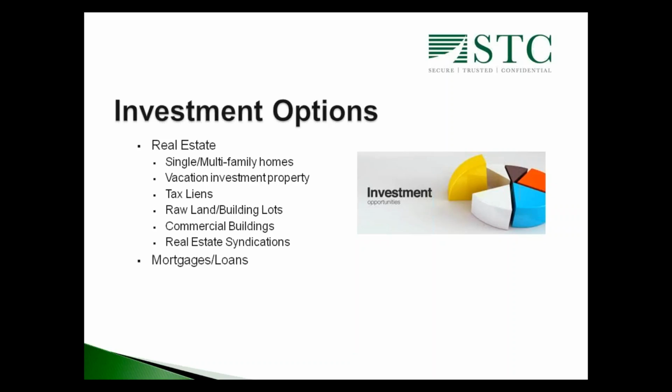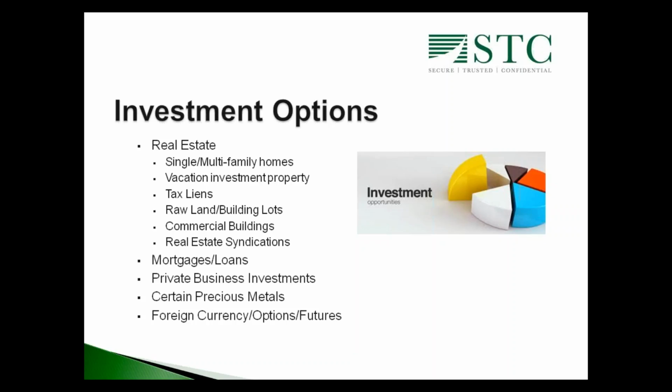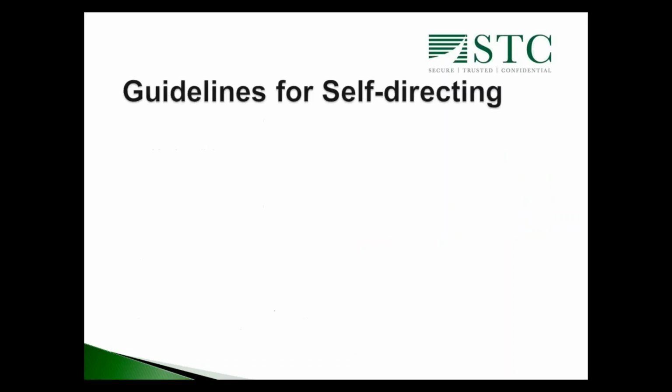You can also make loans from your retirement account. You can purchase mortgages, real estate-backed mortgages. You can make private business investments. In other words, invest in an operating business. Certain precious metals may also be owned by a retirement account. You can invest in the foreign currency market, options and futures, and of course you could have a piece of your self-directed account in stocks, bonds, and mutual funds if you like.